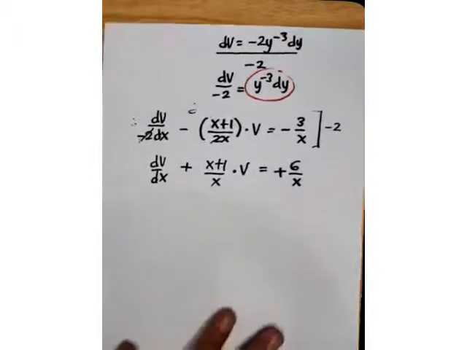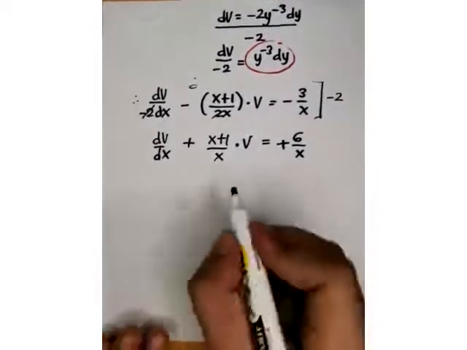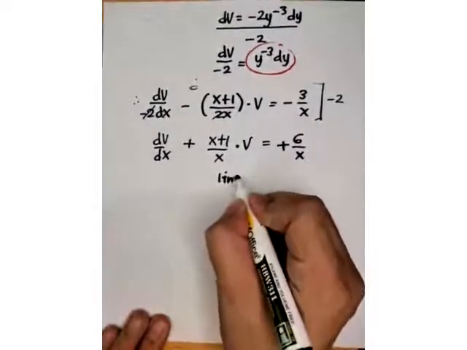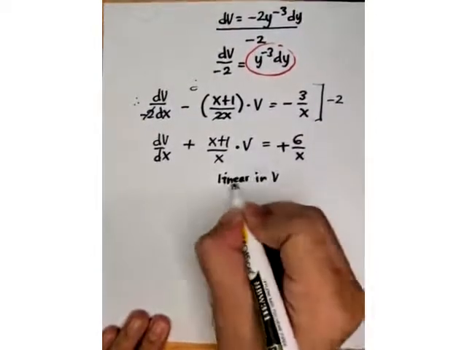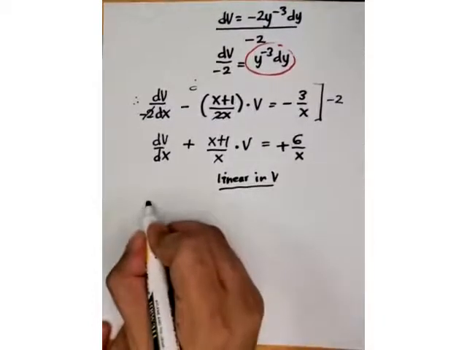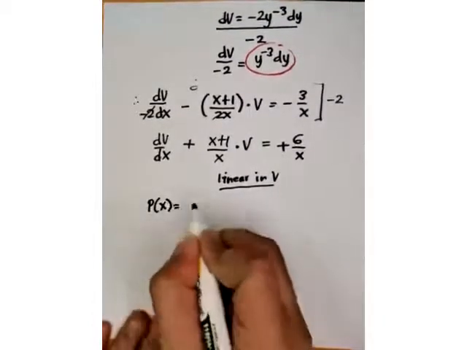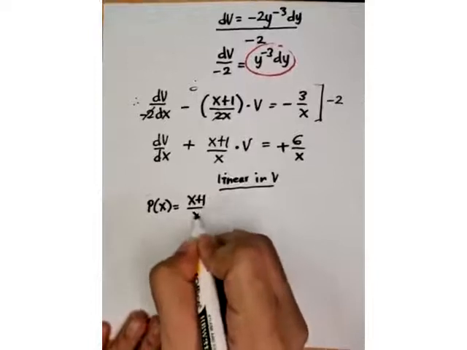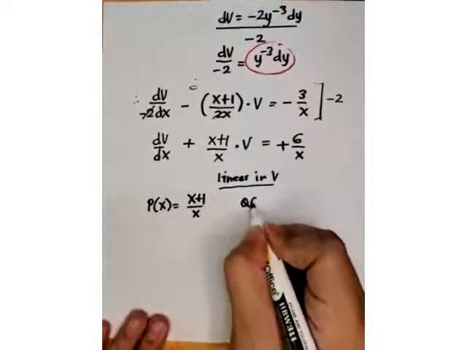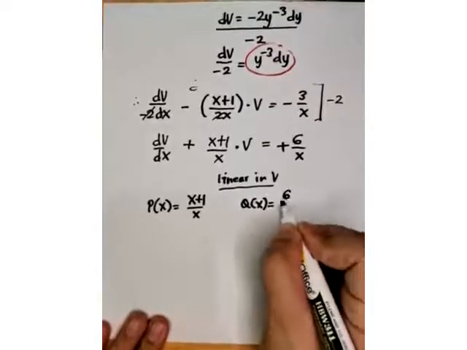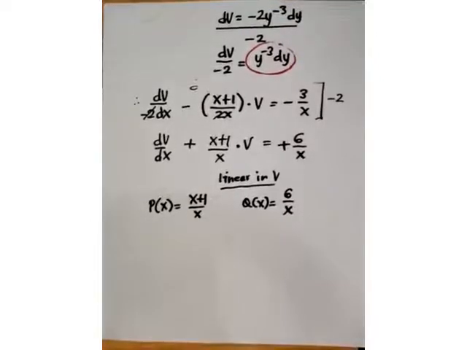Ayan. Okay. Ngayon, class, linear na siya. So, this now is linear in v. Ayan. Okay, so what is our P of x? That's x plus 1 over x. And then what's our Q of x? So, it's 6 over x. Ayan. So, solve na natin siya using linear equation.